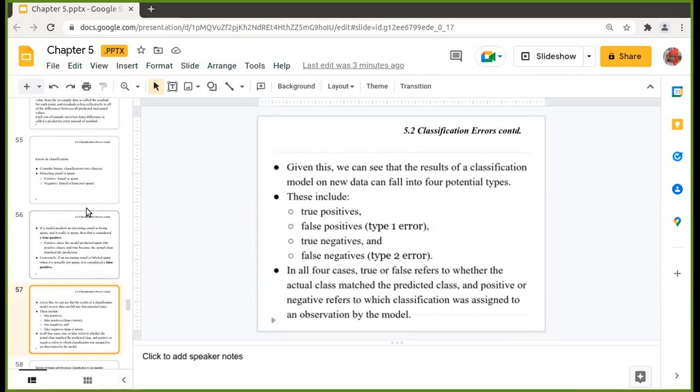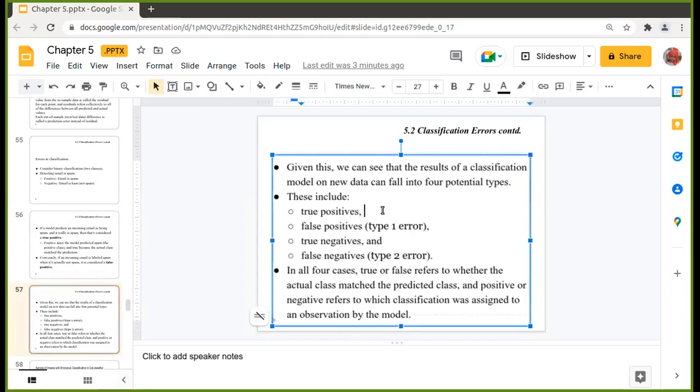Based on this, whatever my data is, it falls under 4 categories. Given this, we can see the results of a classification model on new data can fall into 4 potential types. First is true positives: the algorithm has declared this as a positive, and in actual it is also spam. Next, my model predicts them as positive, but actually it's not spam. This type of error is called a type 1 error, false positive.